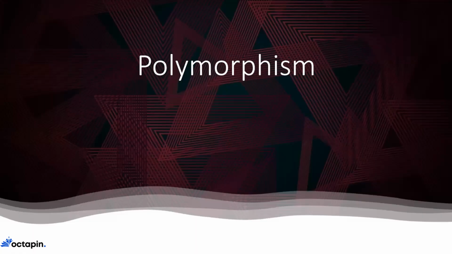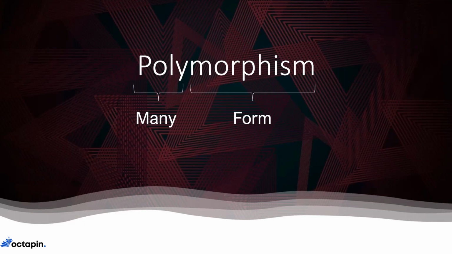So, polymorphism derives from the word poly, which means many or multiple, and morphism, which means form. So polymorphism is many forms. But many forms of what? This polymorphism, or many forms, can be of anything.